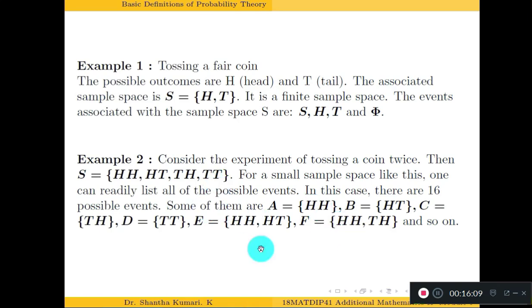Some events I have listed here. Just go through this. Out of 16, these are a few events. So you can write a subset containing only one element, or a subset containing 2 elements, or you can write a subset containing 3 elements, like that. When you list, you get totally 16 events.